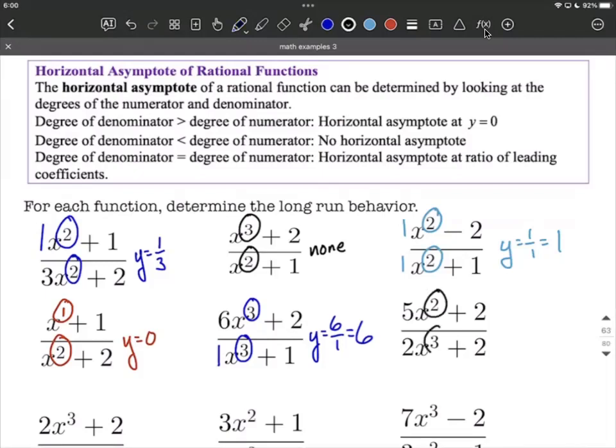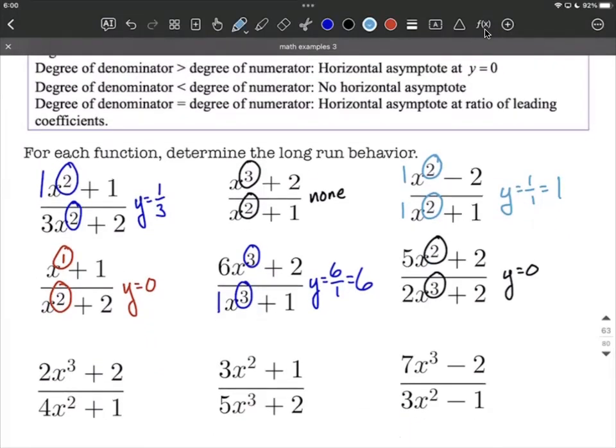Next up, we're comparing 2 and 3. In this case, the denominator has a higher degree. Remember, it's not the numbers in front you initially compare, it's the degree, the highest power of x. So in this case, the denominator is bigger. That automatically means y equals 0 is going to be our horizontal asymptote.